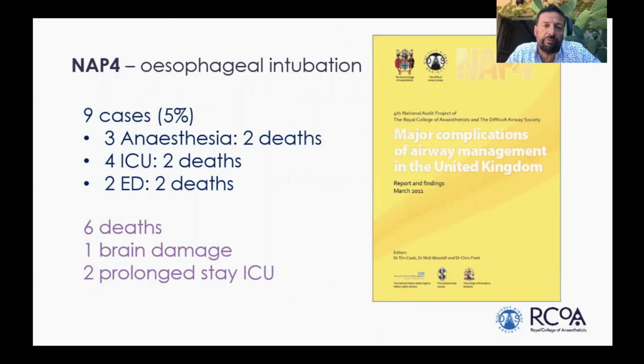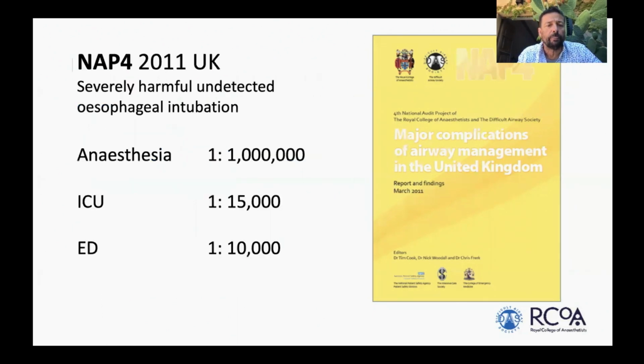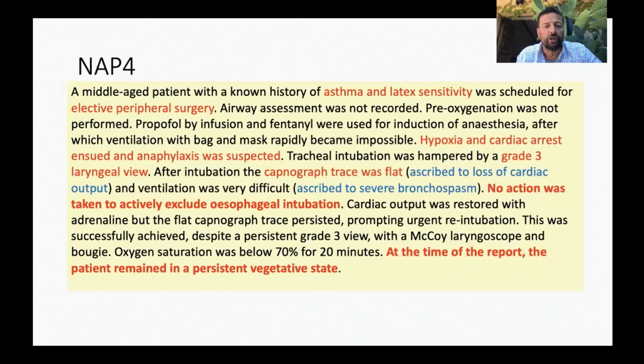So if we go back to NAP4 and its credible data, I'm not sure of better data in terms of incidence. We disappointingly found that 5% of the cases reported in NAP4 were unrecognised esophageal intubation, all leading to significant harm, including 6 deaths, 1 brain damage, and 2 prolonged stays on ITU, probably with other permanent harm. If you look at the denominators, that gives a rough incidence in anaesthesia of 1 in a million cases, in ITU 1 in 15,000 intubations, and the emergency department 1 in 10,000. Who knows how that's changed?